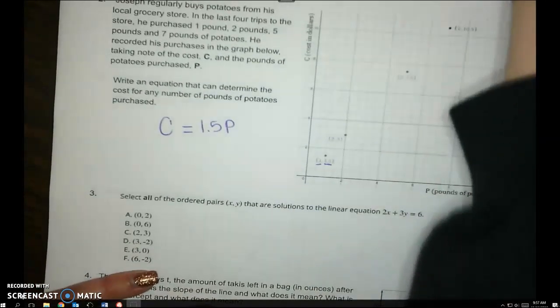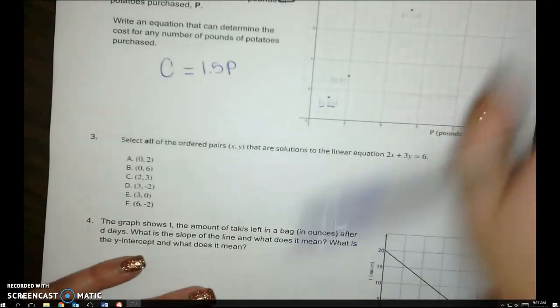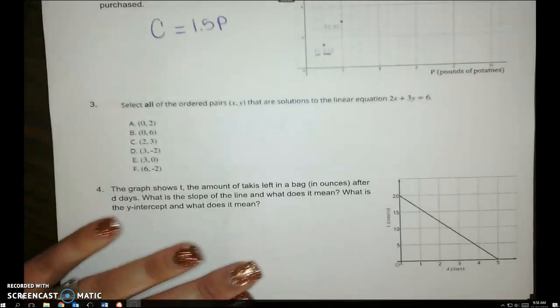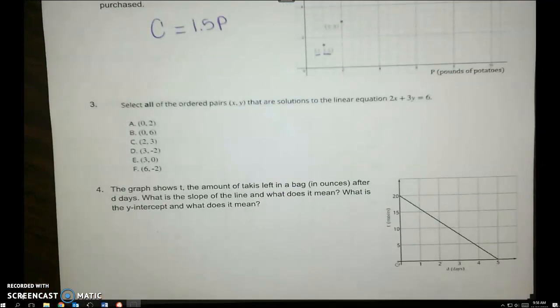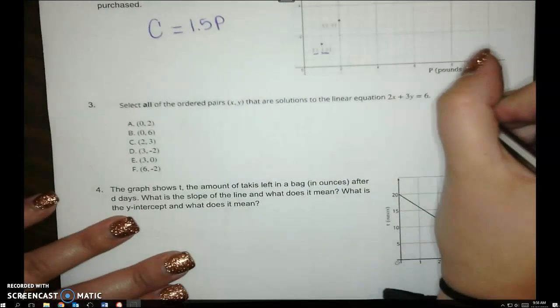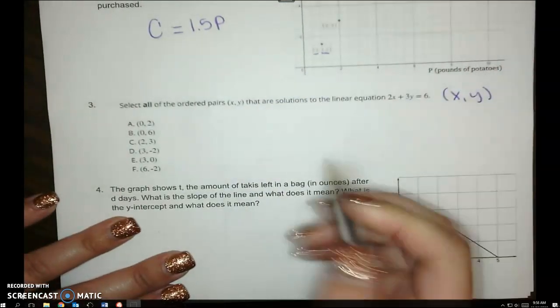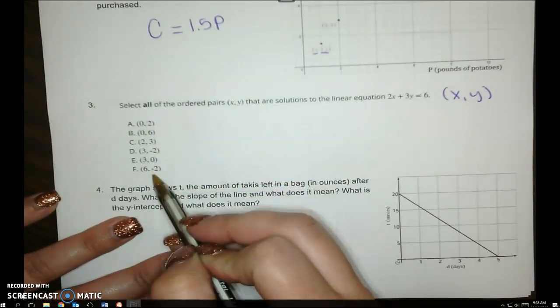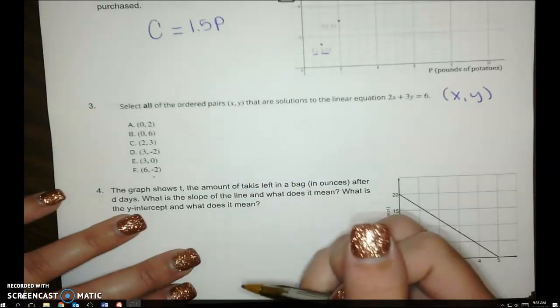We're selecting all of the ordered pairs that are solutions to this linear equation. So you've got this equation, and we want to select all of them that work. Remember, we write ordered pairs like this, x, comma, y. So that means all of these are your x values, all of these are your y values. So all you're doing is plugging them in.